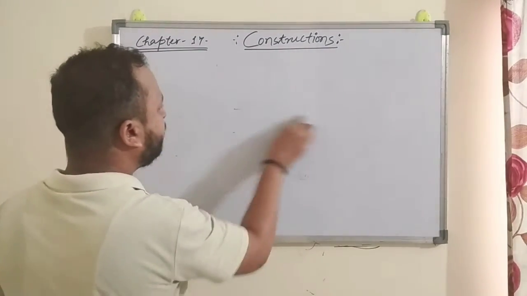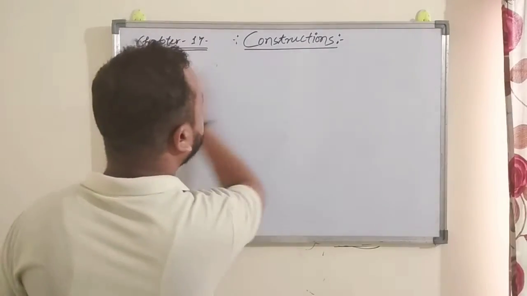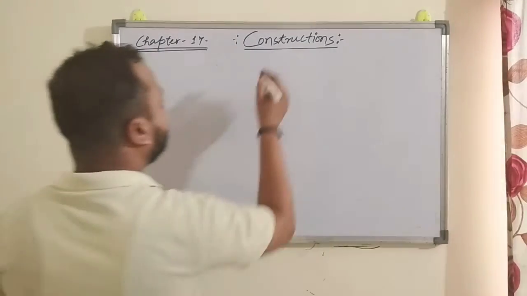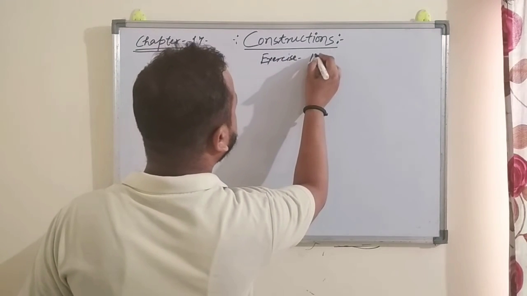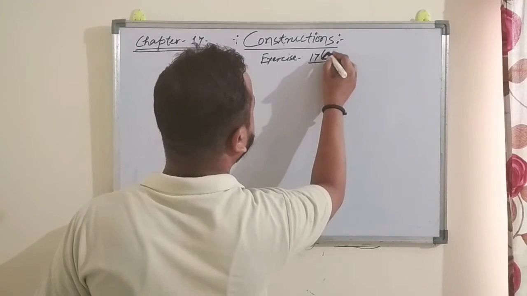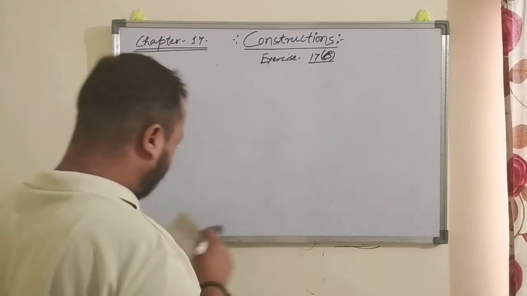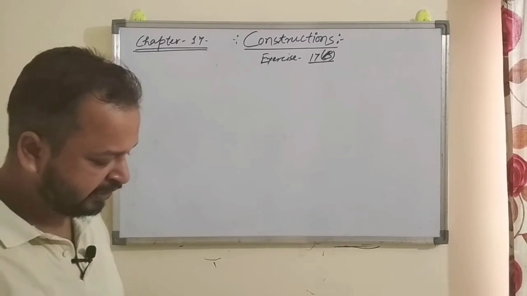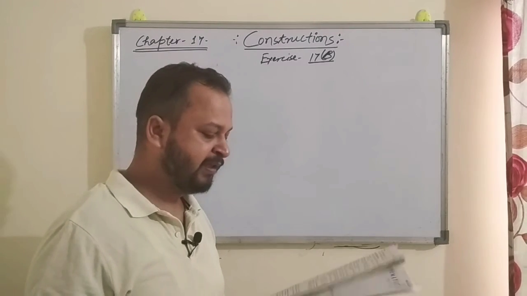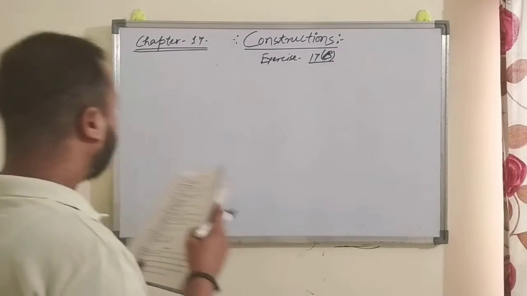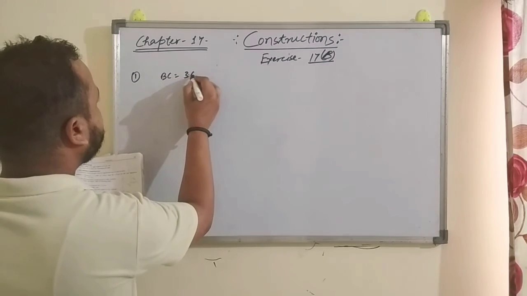So now we are going to take the questions from your exercise 17B. The first question is given as: construct triangle ABC in which BC is 3.6 centimeters.